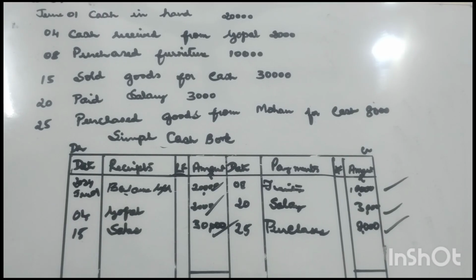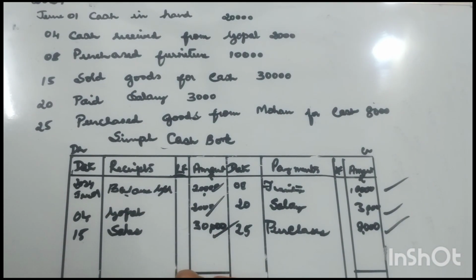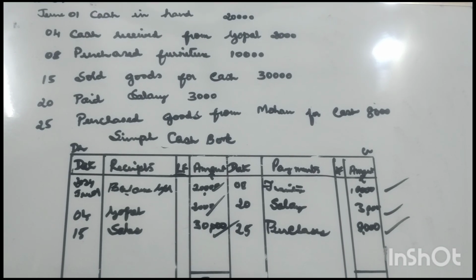Finally it has to be totaled, then the closing balance has to be ascertained. So the total amount, that will be 20,000, 2,000, 30,000, so 52,000. So that is the total. Record 52,000 under credit side also. So it has to be balanced. Balancing in the sense that a closing balance has to be calculated.